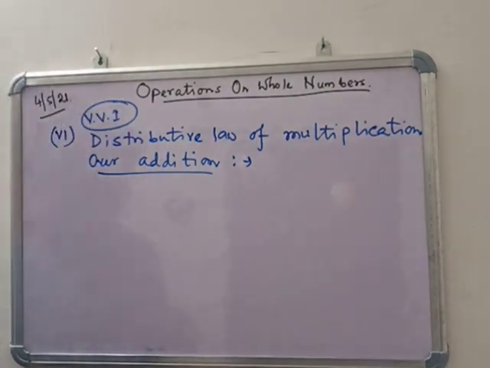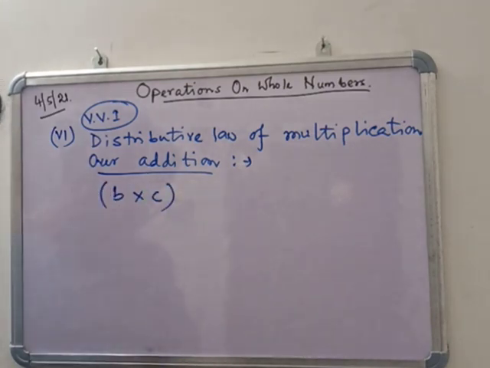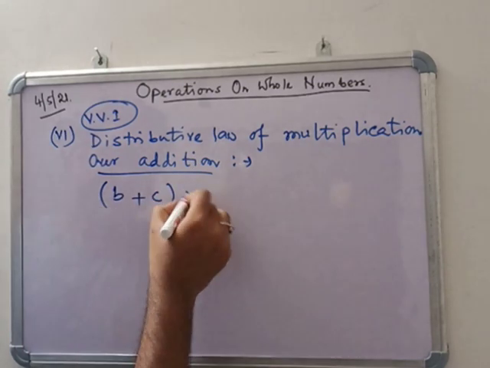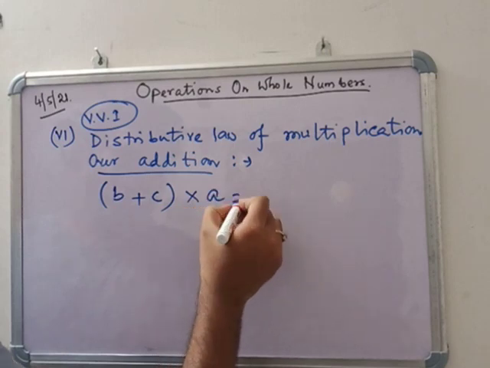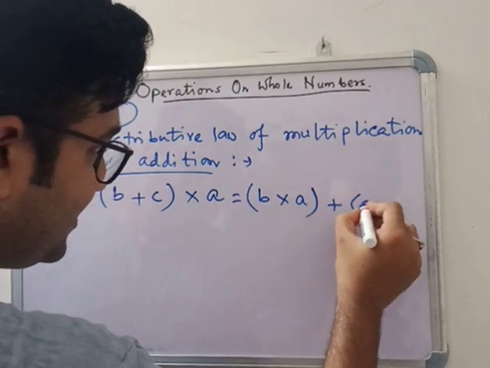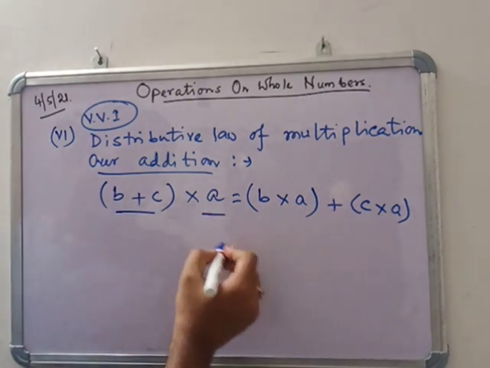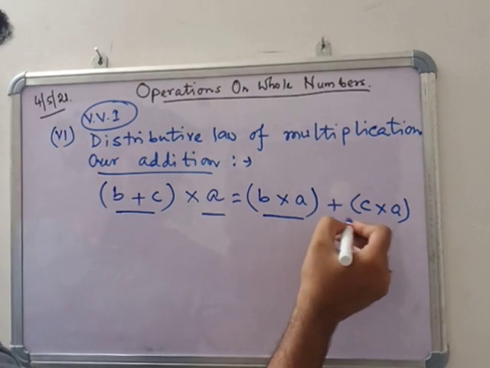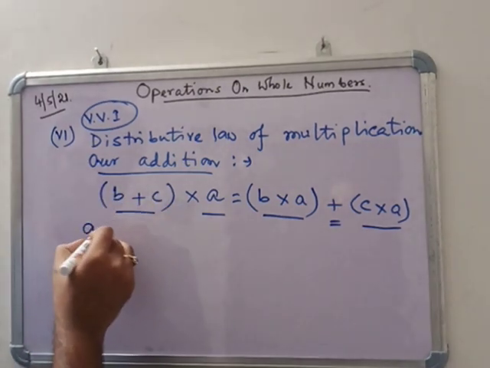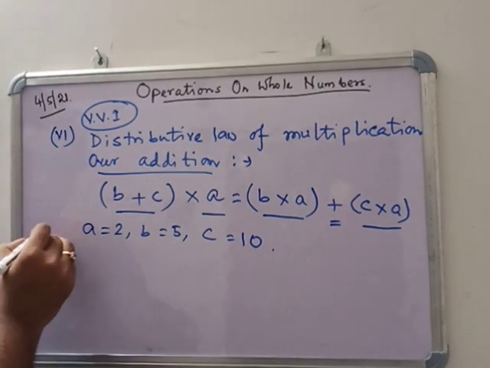That means (B plus C) into A equals B into A plus C into A. Very important property this is. That means if we choose any three numbers A, B, C, for example A equals 2, B equals 5 and C equals 10.